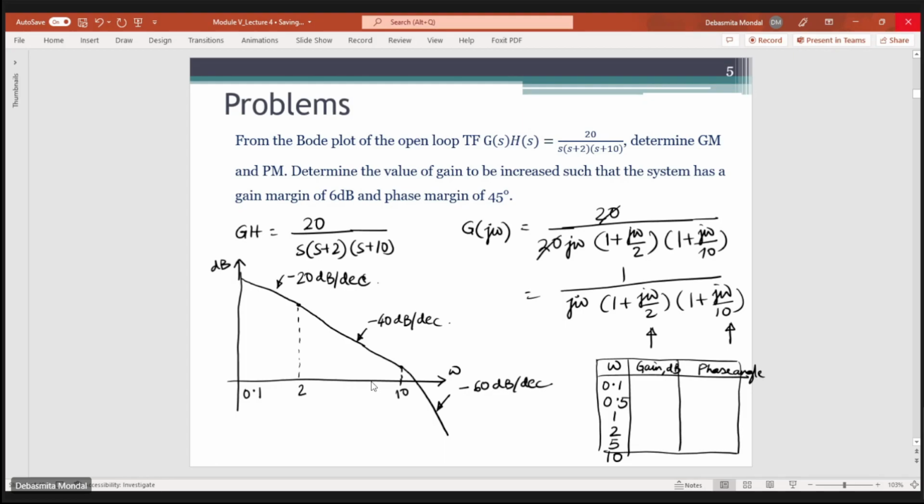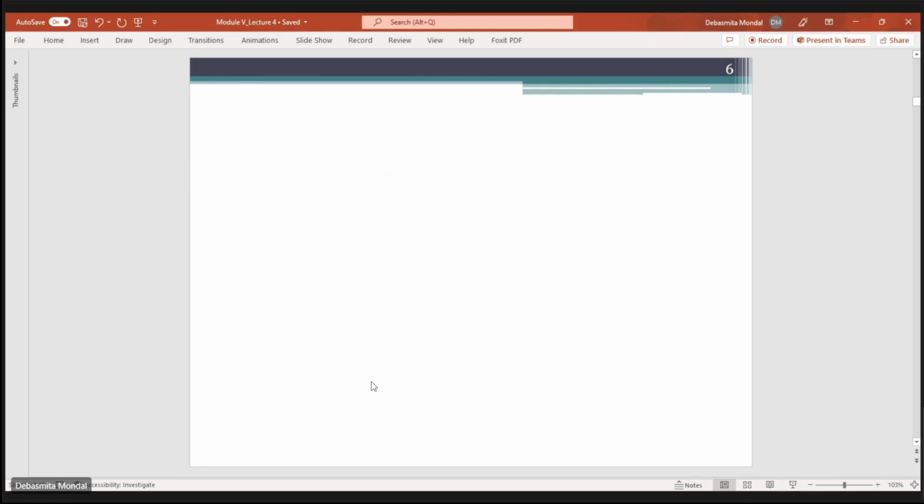And remember, since you have to find both the gain margin and the phase margin, you have to plot both the log magnitude plot as well as the phase plot. Once you have drawn the magnitude and phase plots, let's say the plot looks something like this. This is omega, here you have dB, and here you have the angle in degrees.